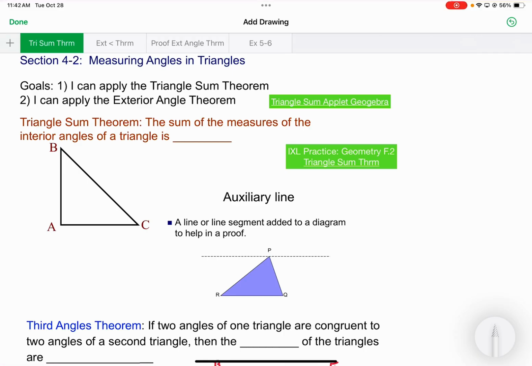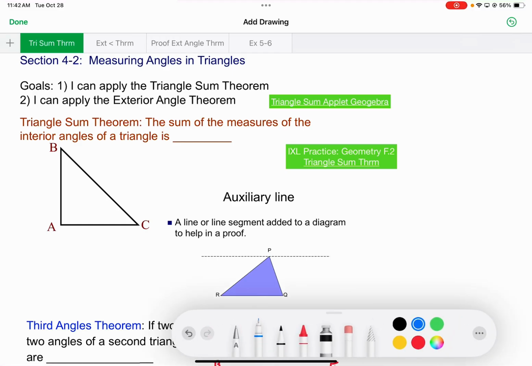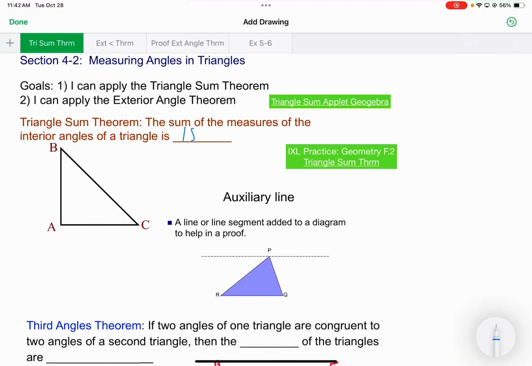So then all the angles in a triangle are going to add up to 180 degrees, okay? All right.